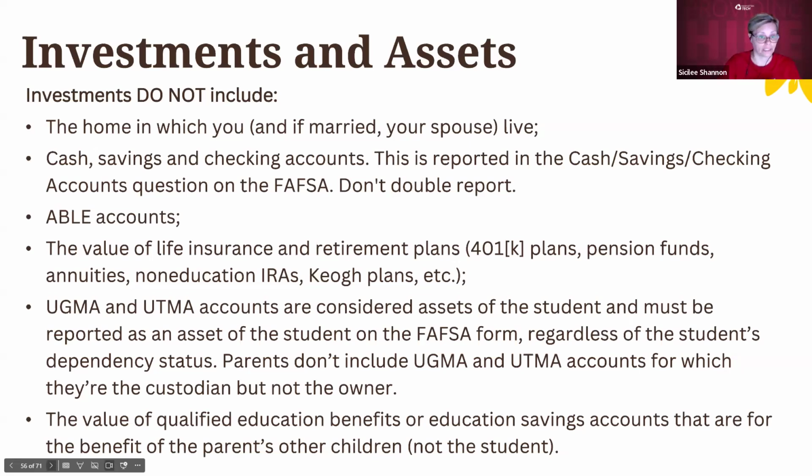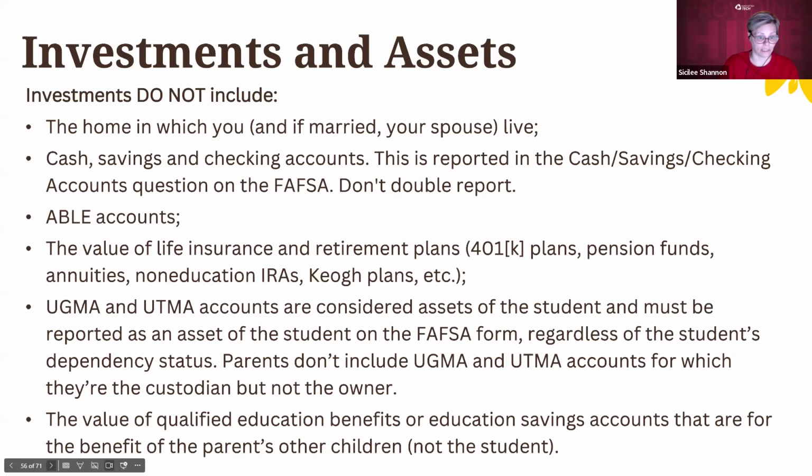If you have an ABLE account, it's not going to be included. Also not included is going to be things such as the value of life insurance and retirement plans. As you can see in parentheses, this is going to be 401ks, pension funds, annuities, non-educational IRAs, KEOGH plans, and there could be some others.